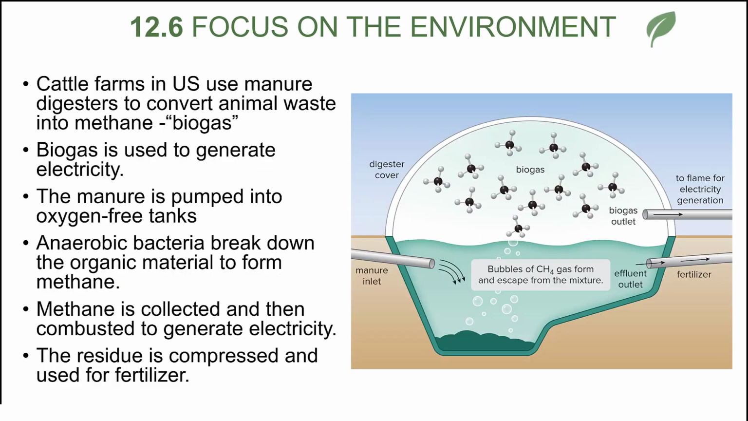Cattle farms in the US use manure digesters to convert animal waste into methane, which is biogas, and that can be used to generate electricity. It's pumped into oxygen-free tanks. The bacteria in the tanks break down this organic material to form methane gas, which can be collected and combusted to make electricity. Any residue is compressed and used for fertilizer. So you can see the methane gas bubbles here.